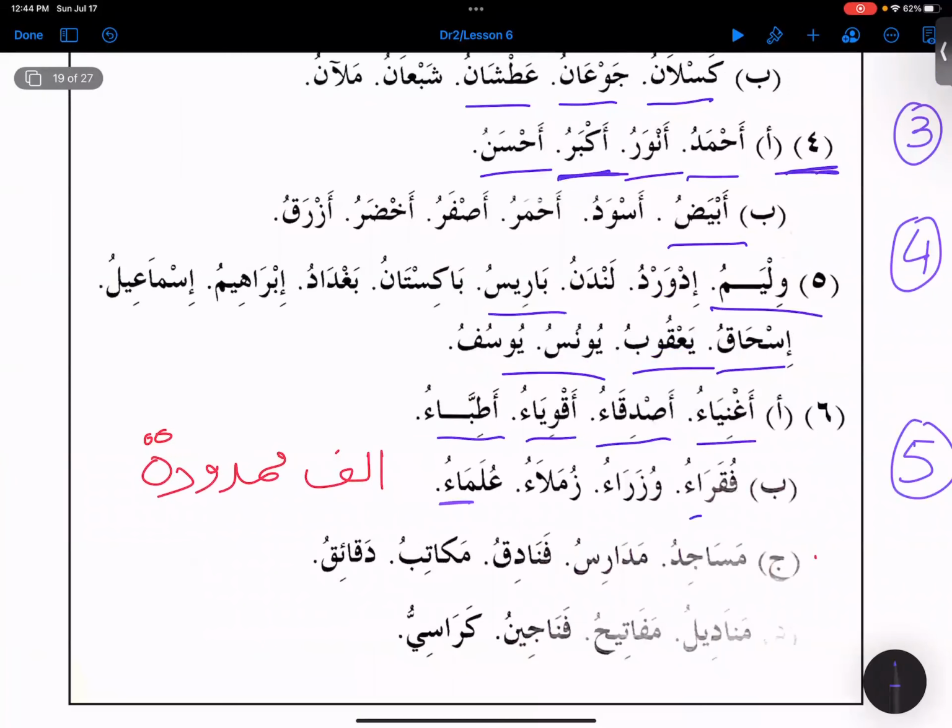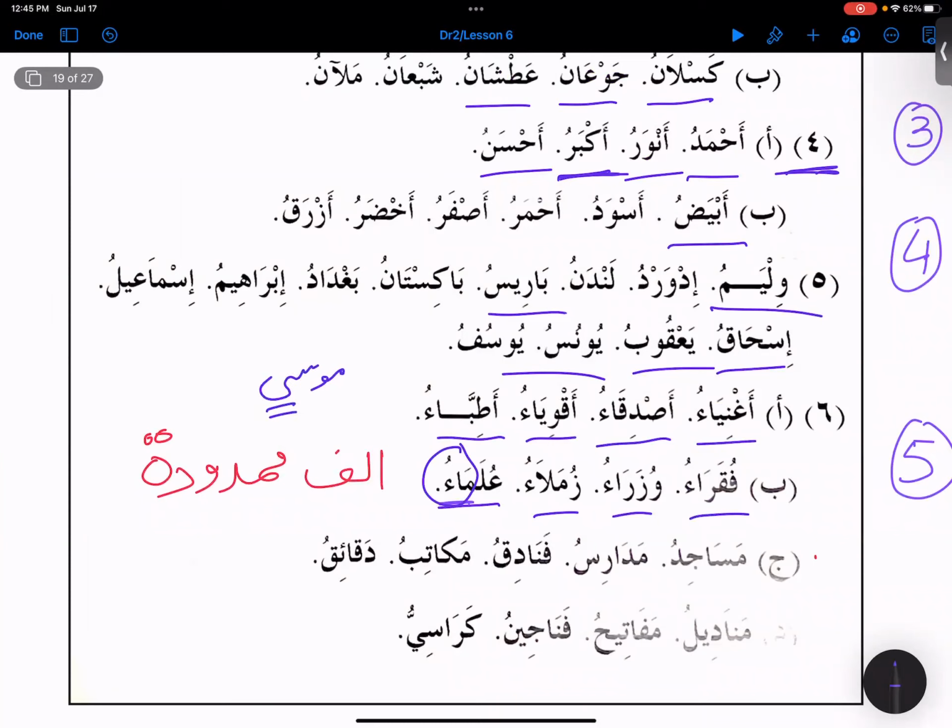Wuzra, let me finish and then we can take questions. Wuzrau, Zumalau, Ulamau, right? All these words that end on Alif Mamduda. So we are learning two kinds of Alif. Alif Maksura is Musa.